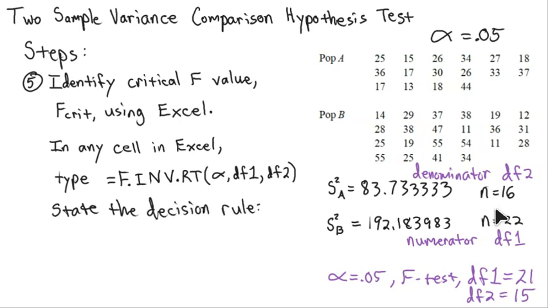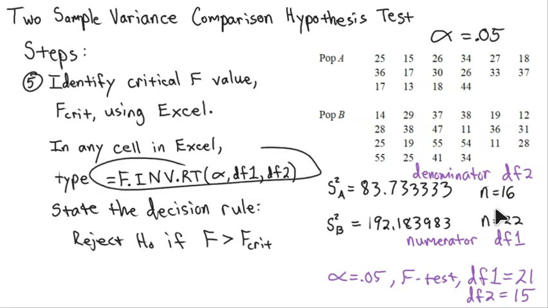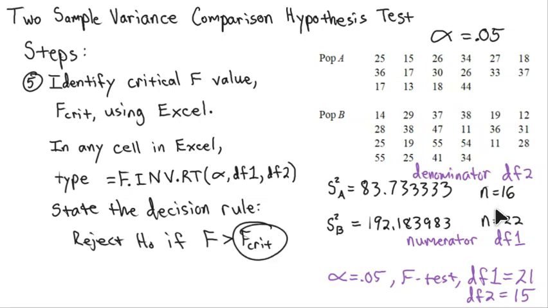And here's how this decision rule is going to go. We're going to write reject H sub 0 if F is greater than whatever the F crit number is. So we're not going to put the word F crit here. We're going to put the number that we get from Excel. We're going to say if F is greater than that number, then we would reject H sub 0. Okay. All right. So let's go over to Excel and we'll put in 0.05.